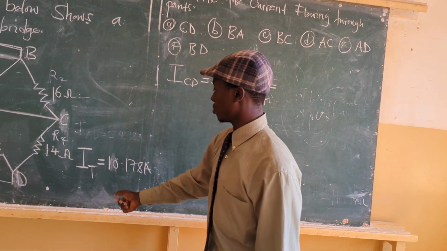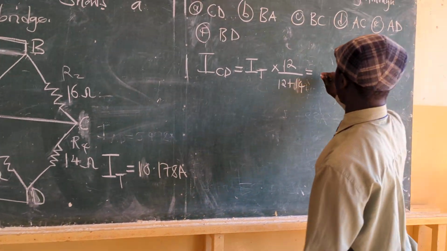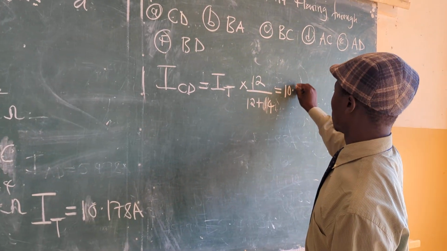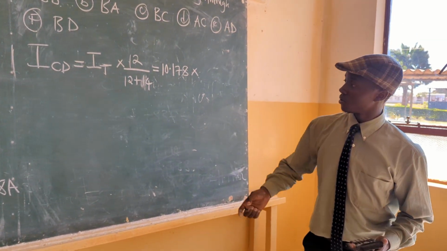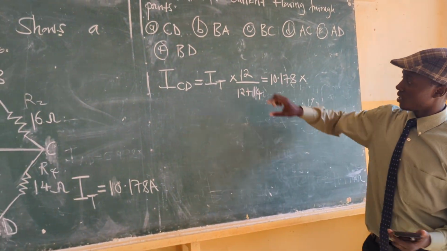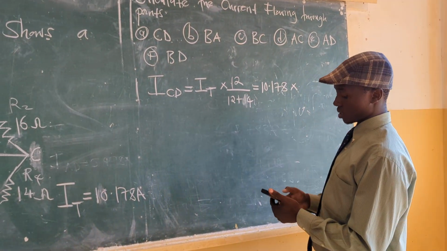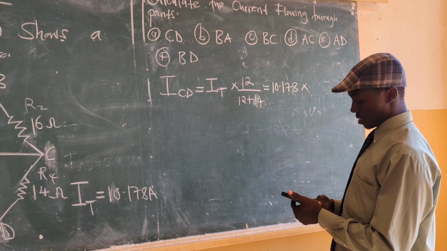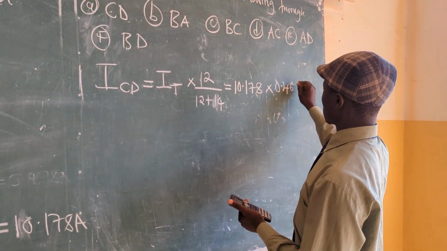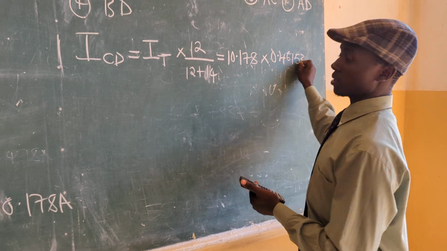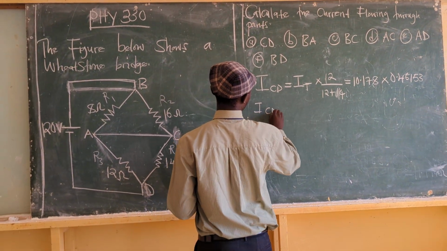So what is the current total? The current total we found in the previous video was 10.178. 12 plus 14 is 26. So 12 divided by 26, I'm getting 0.46153. So we come to compute current CD.